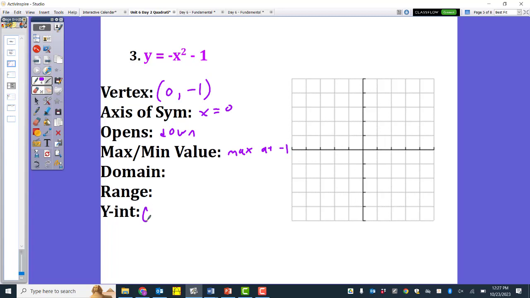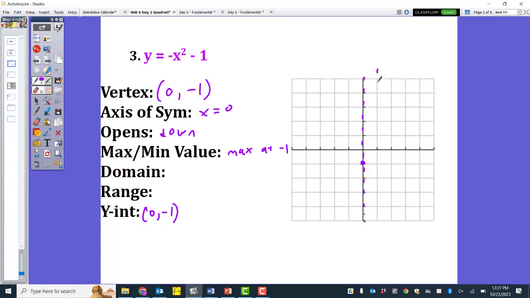Y-intercept, when we plug in 0, we get negative 1. So y-intercept at 0, negative 1. So we have 0, negative 1, and that's the only point we have. This one is one I wanted to go over because it is a little different. We don't have 2 points, so we don't have a mirror point we can use. Instead, what we're going to do is plug in some x value and figure out what the point is, and then mirror that point.